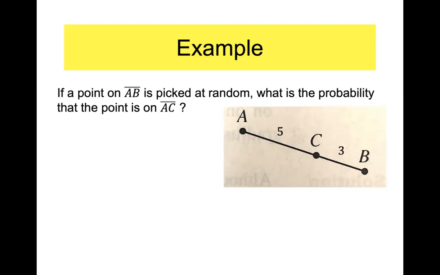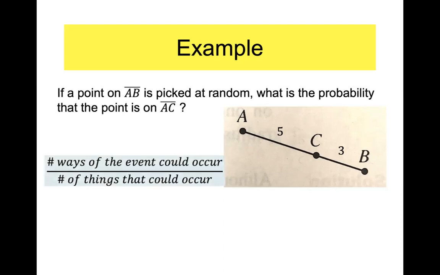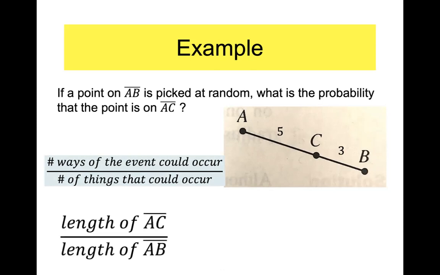Well, let's think this through. It's kind of like the previous one. How many ways are there to win? Well, what defines winning? Winning means you land on AC, and we don't say there are 5 ways, but the distance between A and C is 5, and the distance between C and B is 3. So the total distance, since you're going to land somewhere between A and B, would be 8. So we would say that the number of ways this could occur, landing somewhere on AC, is 5 units. So 5, or the length of AC, over the length of the entire thing.